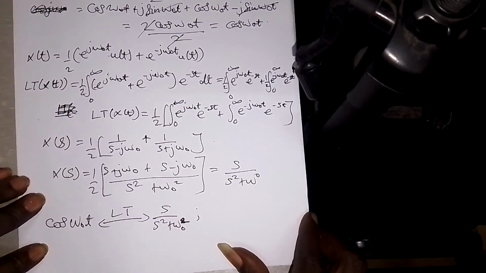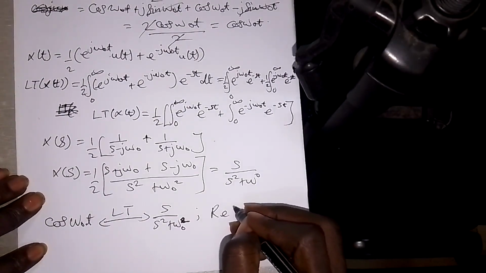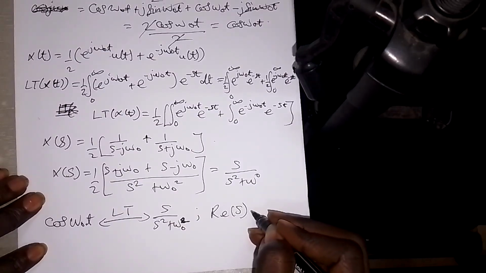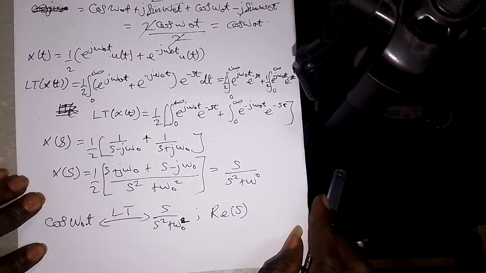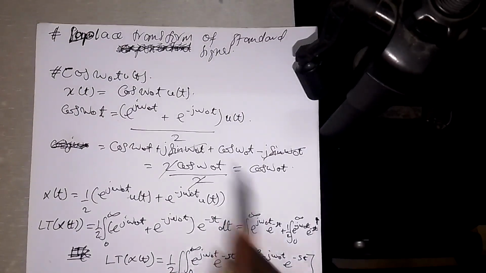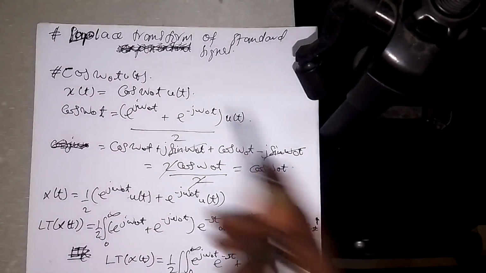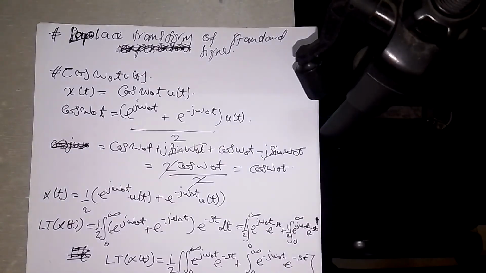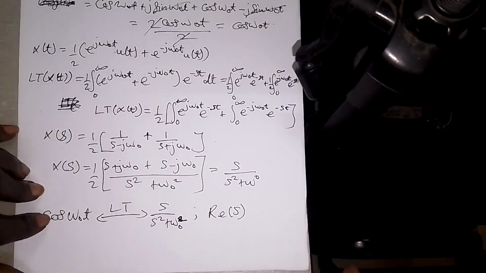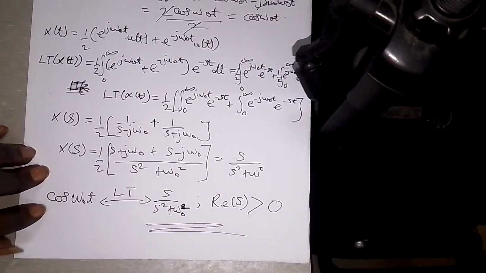And here, the ROC. What is the ROC? The ROC is such that the real part of s is greater than 0, because the function here is u of t. U of t lies on the positive axis, so t is greater than 0. So here it is greater than 0. This is for this one.